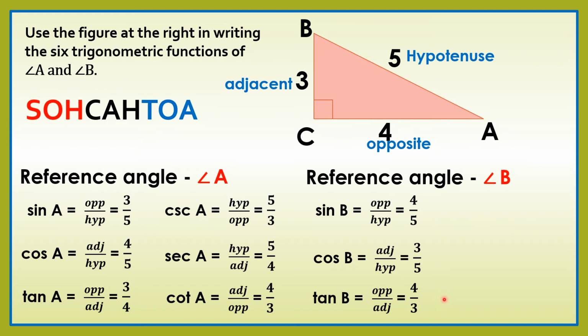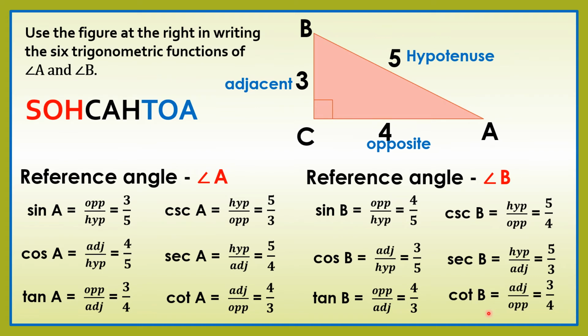So, punta tayo sa reciprocal nito. Sin B, ang reciprocal niya ay cosecant B. And that is equal to hypotenuse over opposite. That is equal to 5 over 4. Ang cosine B, the reciprocal of that is secant B. And that is equal to hypotenuse over adjacent. Ang hypotenuse natin ay 5 at ang ating adjacent ay 3.